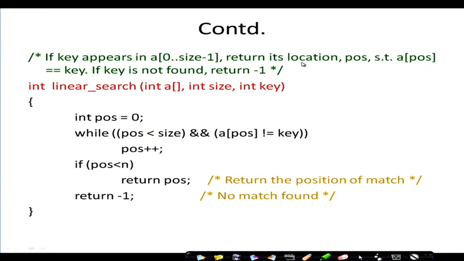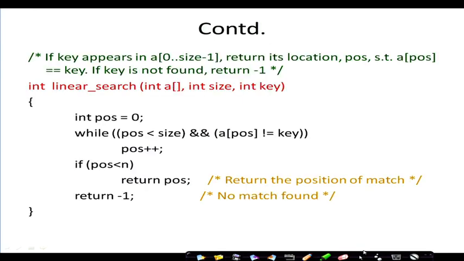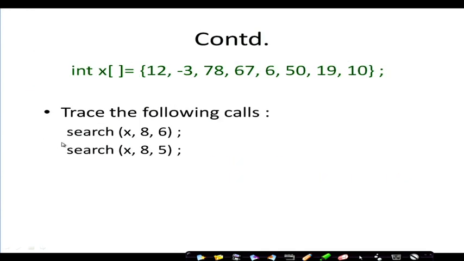Now, if the key appears within this limit, then I will return the pointer pos, otherwise I will return minus 1. So, here is an example. Say, this is the array x, 12, minus 3, 78, 67, 650, etcetera. I want to trace the following calls. I call search. So, if you go up, this is the linear search. I am calling linear search with the array x, all right. The size of the array 8 and the key is 6.